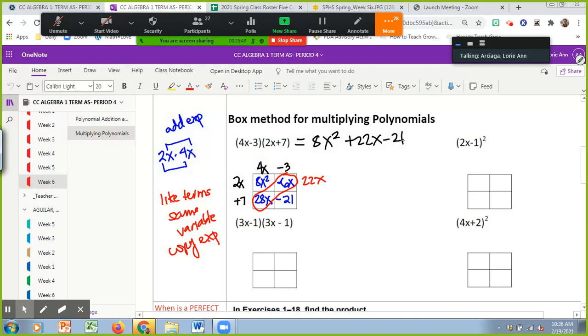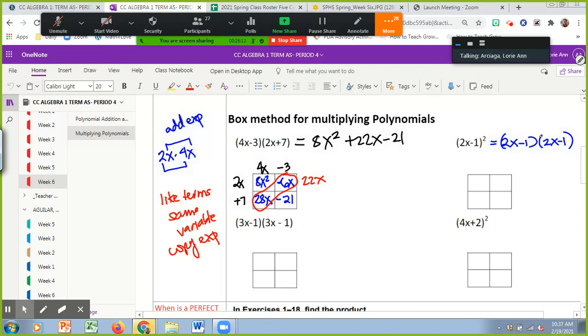Okay? All right. So for number 2, let's try this. 2x minus 1. It looks different. This one has 2. This one has 1. But the exponent 2 means you write the factor twice, right? So 2x minus 1 to the second power actually means 2x minus 1 times 2x minus 1.